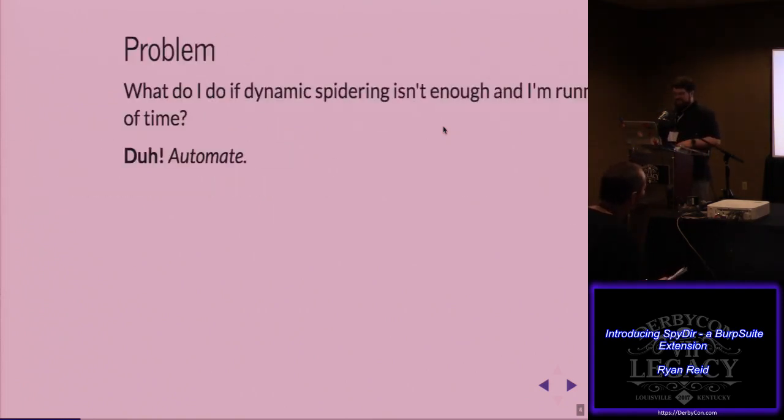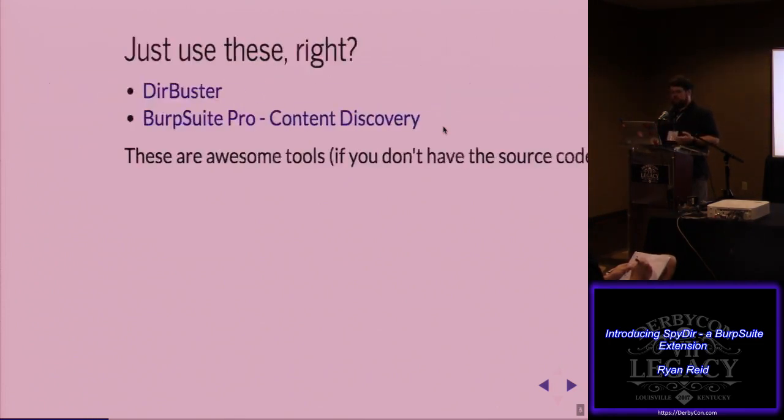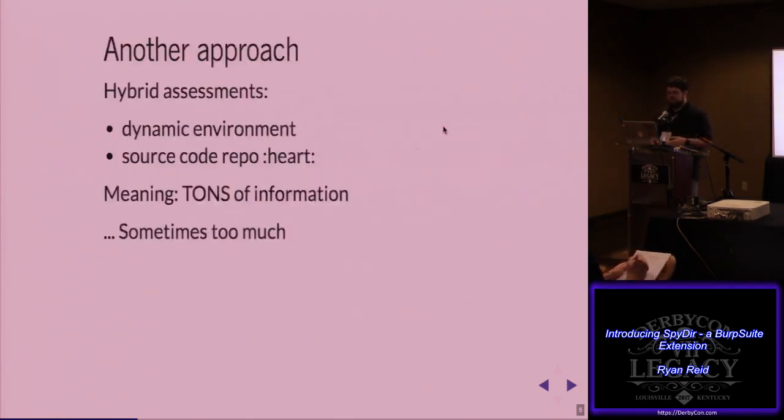So the problem statement. What do I do if I'm dynamically spidering an application, through BurpSuite or using Zap, whatever I'm using, and I know that I'm not finding everything. I know there's more there, but I'm also running out of time. I'm going to automate, right? I'm going to use a tool to do this for me. So I'm just going to use Dirbuster or the content discovery tool within BurpSuite Pro, right? And those are great tools. They're going to find some good stuff for you. But if you have the source code, there's a better way to do this, right?